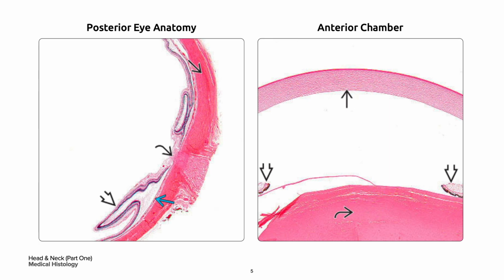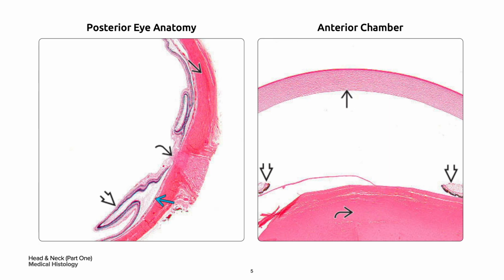On your left is a low power field of your posterior globe and the head of the optic nerve pointed in curved black arrow, the retina in bold black arrow, the choroid, single blue arrow, and the sclera in black single arrow can be identified. On your right is the anterior chamber of the globe, which is situated in between the posterior cornea in black single arrow and the anterior iris in bold black arrow.